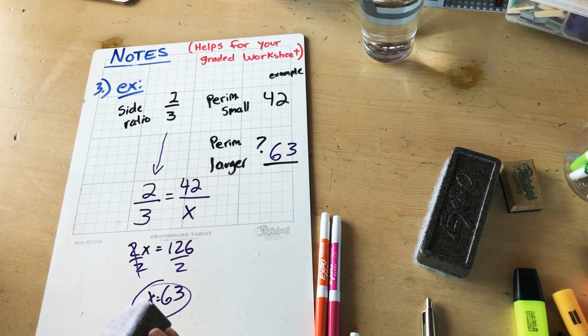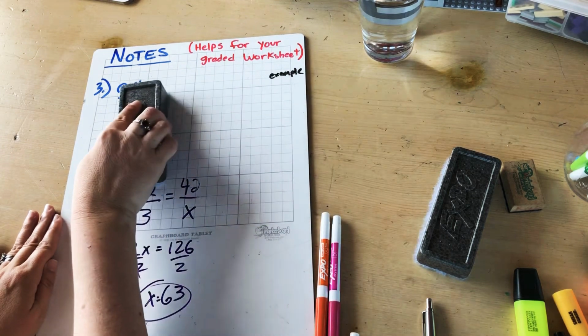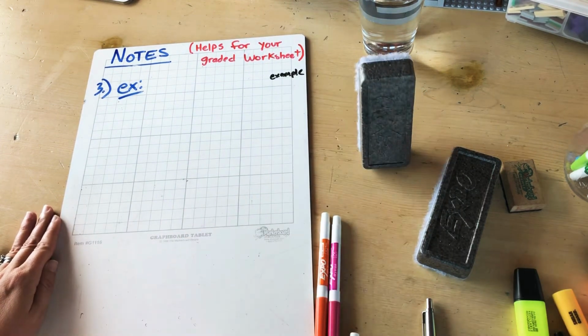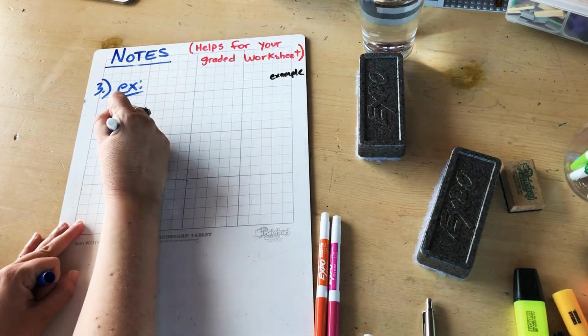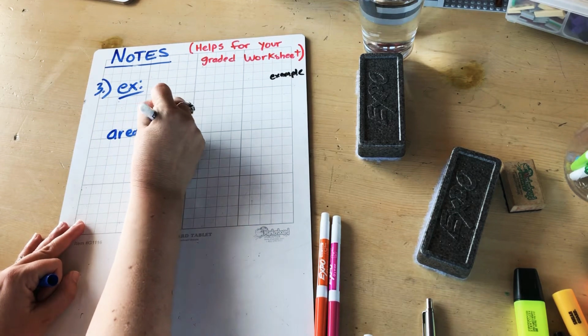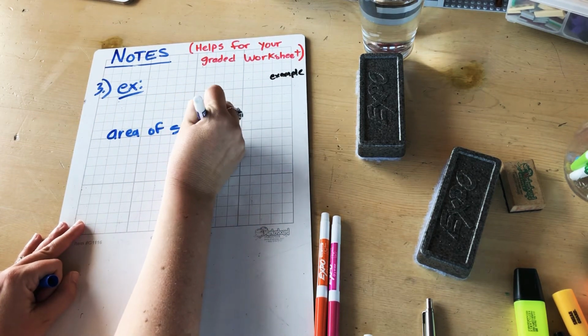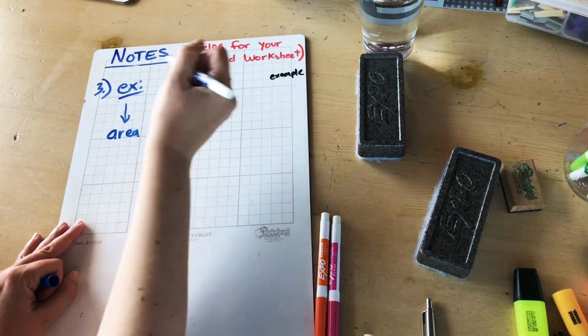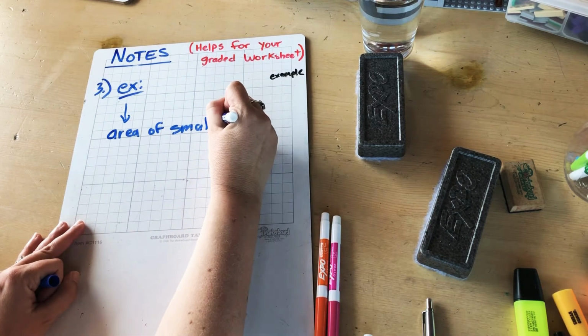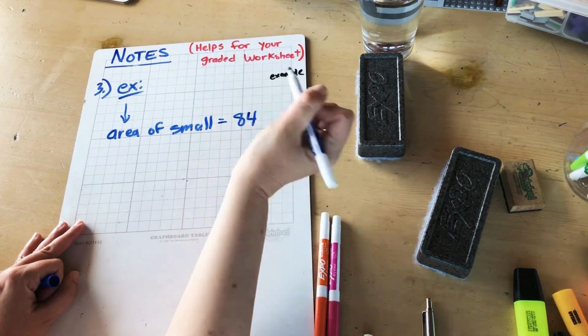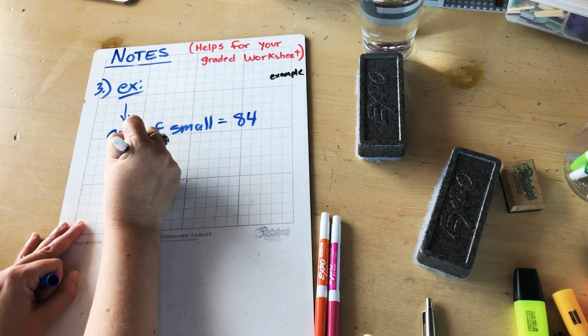Okay, so the second part of number 3 says, the area of the small one is 96 square units. What's the area of the larger? Okay, I'm going to change it. Let's say it's not 96. Say it's 84. All right, let's do that. So the second part says area of small, and in my example, it's just an example, I'm going to use 84. What's the area of the larger?